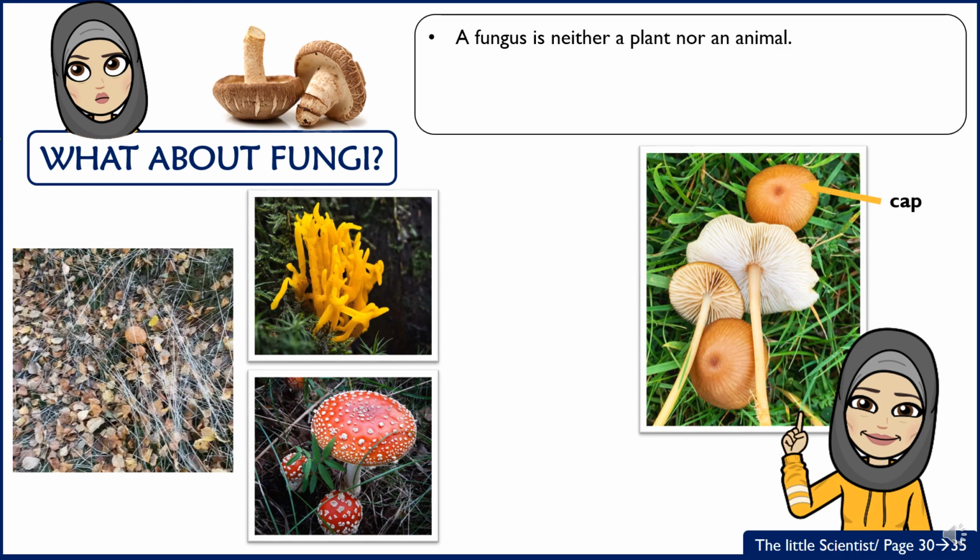These are the parts of fungi. The first one, the cap. So this is a cap. This is the gills. And this is the stipe.